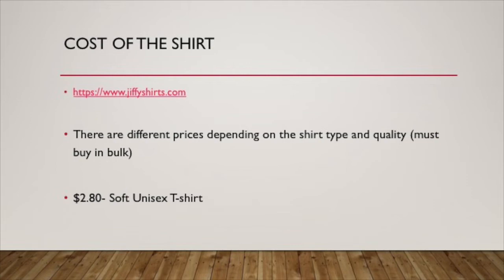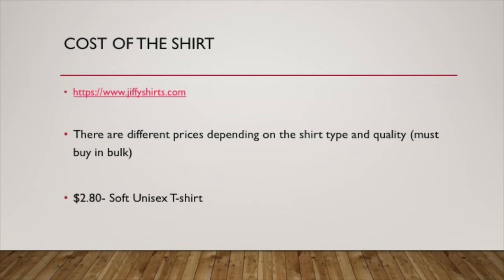The shirts you have to buy in bulk. That means you buy them 100 at a time. So I'd have to buy 100 T-shirts, and it would cost me about $280, to buy soft unisex T-shirts. That is $2.80 per shirt. So 100 shirts at $280 would cost $2.80 per shirt. I'm only selling one T-shirt for this item, so I know the shirt costs $2.80.